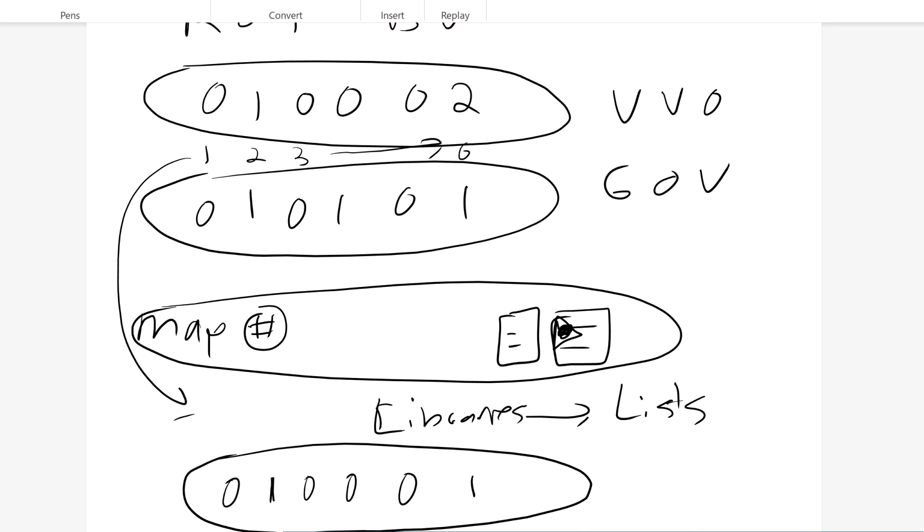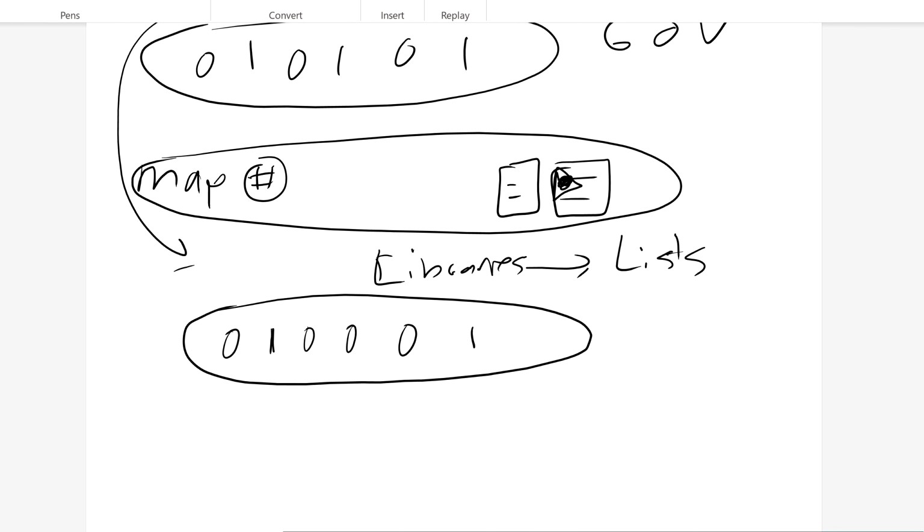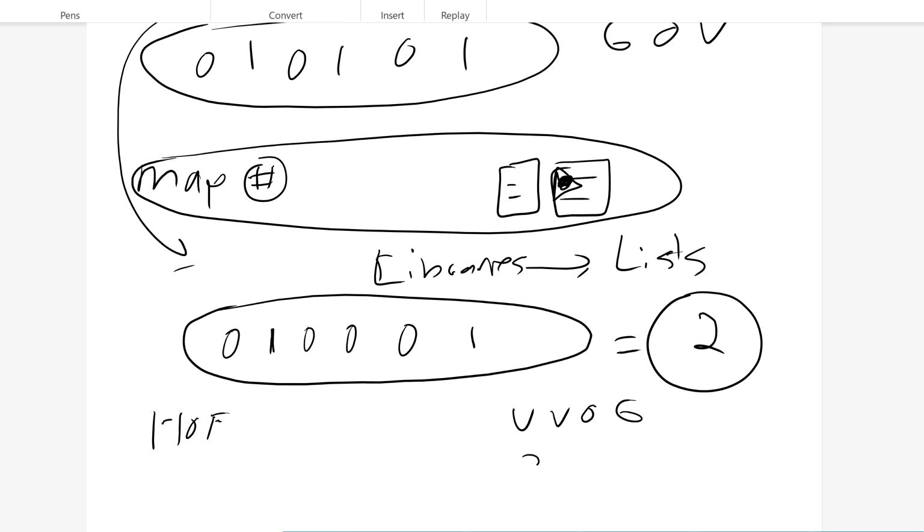So once you've done that part of the algorithm, you notice that you have this list 0, 1, 0, 0, 0, 1. Again, you can use one of the higher order functions, and the goal is simply to combine this into one value. You want to sum up all of these values, and you want to have a final value equal to 2. Because once you have that, you, if you recall, have gotten the number of out of place letters that you had in VVOG and in GOVG.